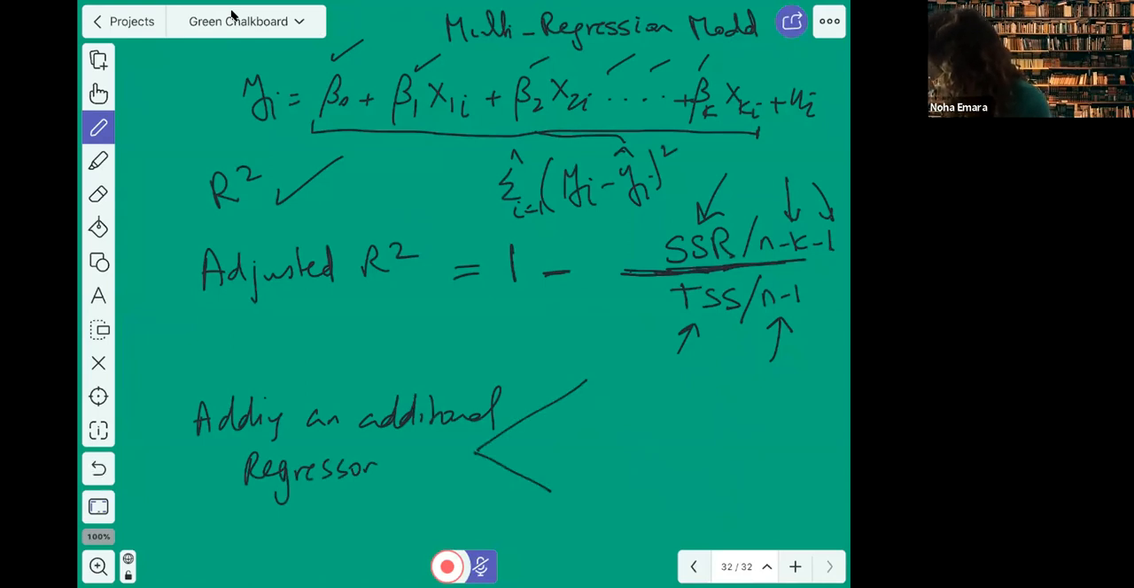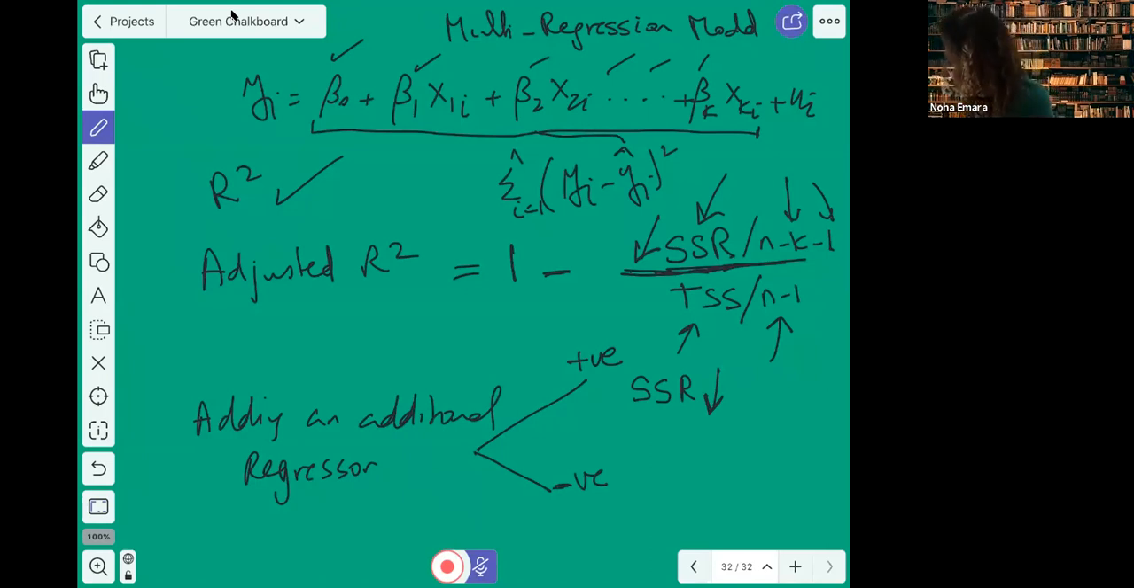One effect we call a positive effect, and another effect is the negative effect. The positive effect is coming from the fact that every time I'm adding a new variable, the SSR decreases, the amount of error decreases, okay? So the positive effect is coming from the fact that SSR keeps on decreasing every time I'm adding an additional variable. However, the negative effect is that the adjusted R squared decreases.